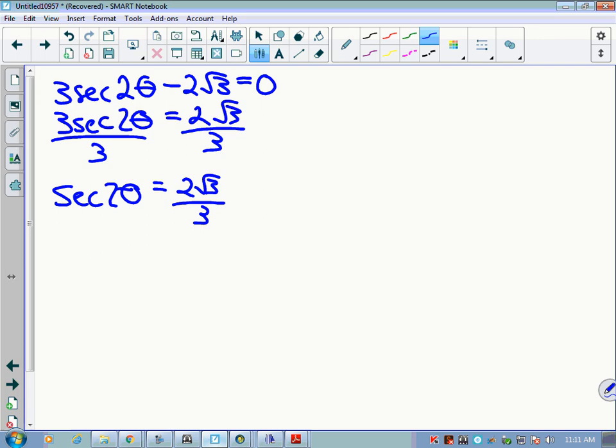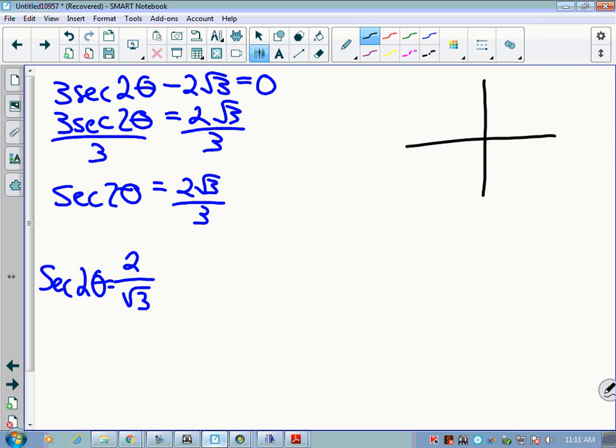If you consider this, this has been where it's had a radical in the denominator. So let's see if this is actually equal to the same thing. Is 2 over radical 3 the same as 2 radical 3 over 3? Yes. All right, so what we're saying is that secant 2 theta equals this, right? And that's sometimes hard to see, okay? All right, let's come over here, find out where that happens at.